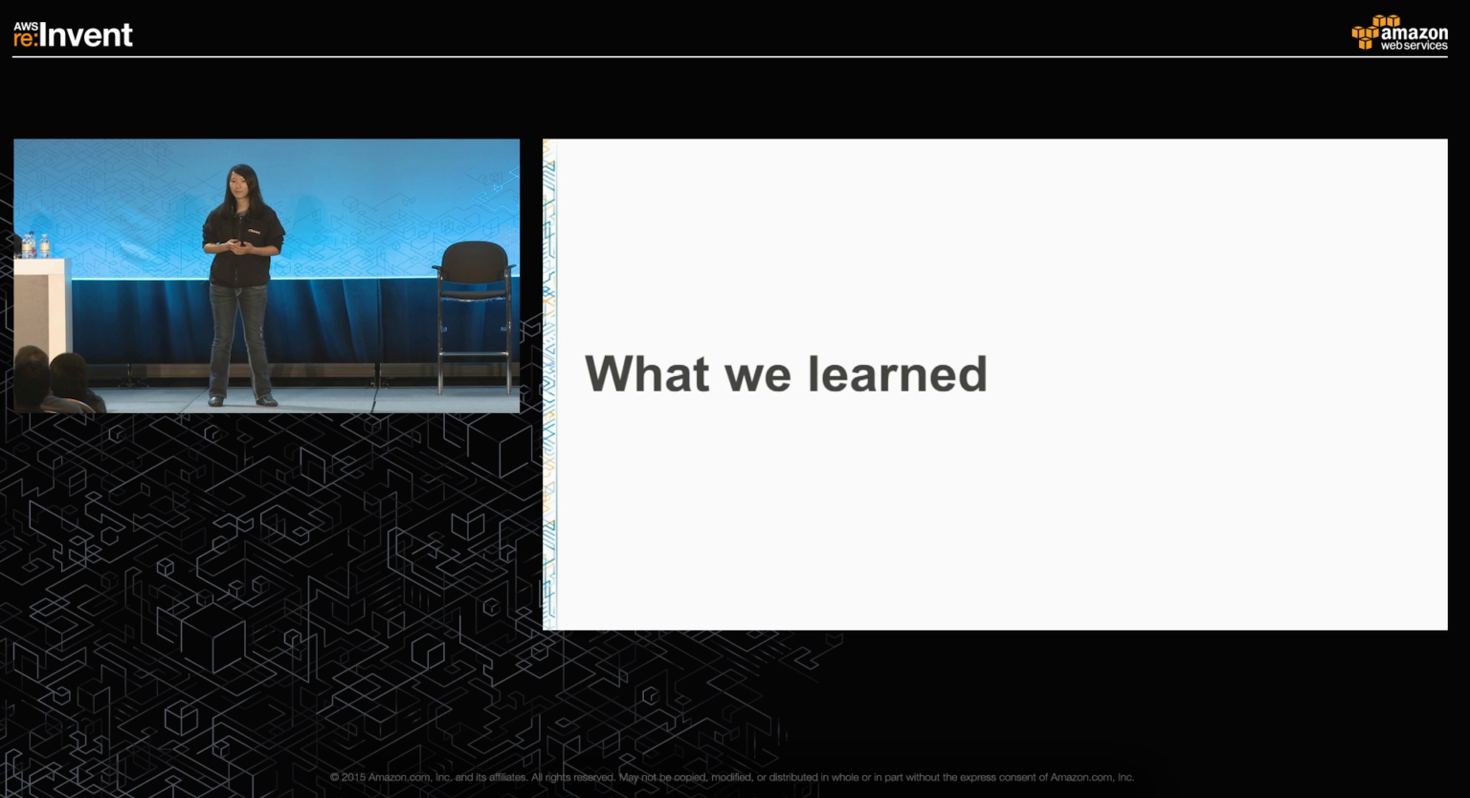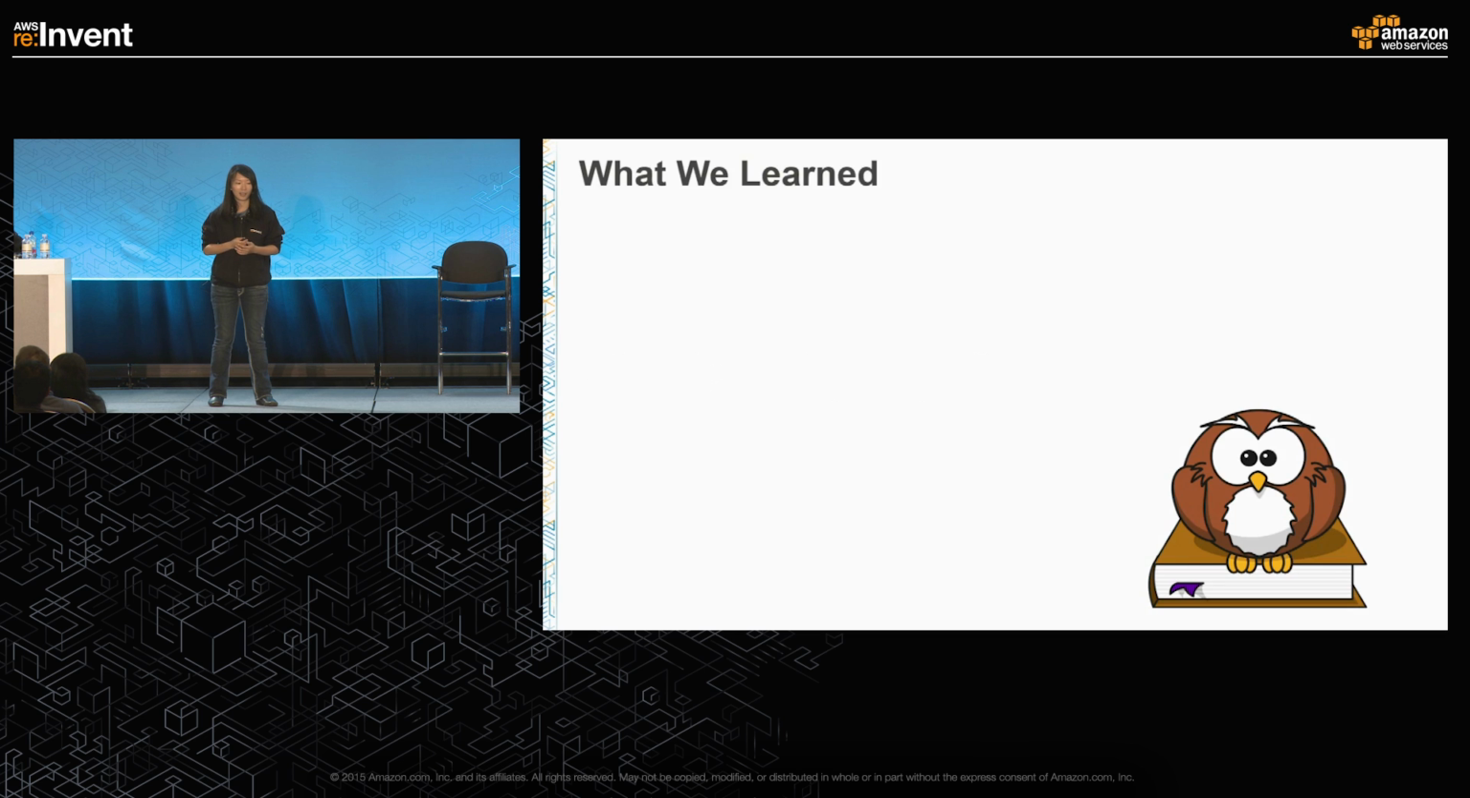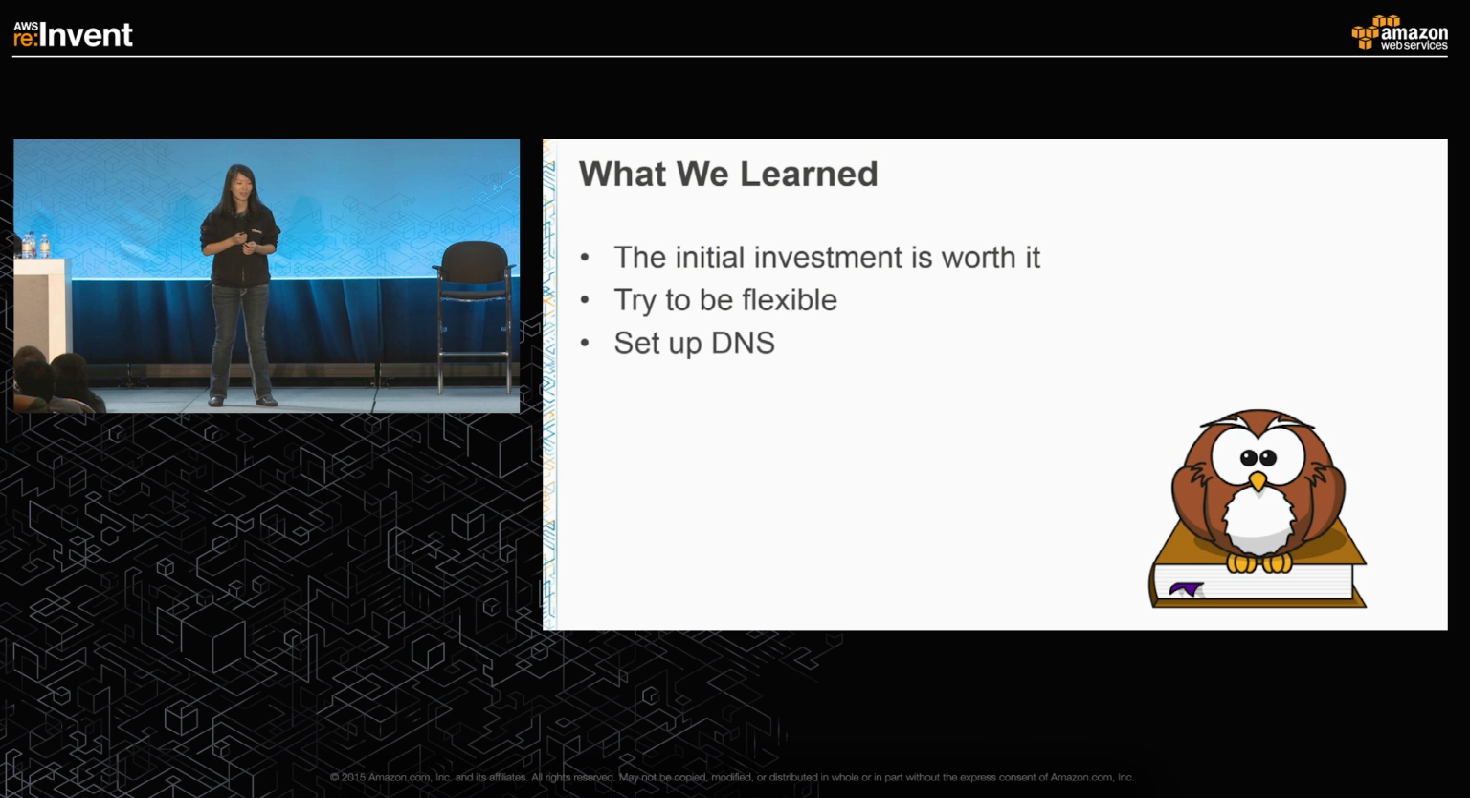What we learned. The initial investment of learning the new technology takes time: CloudFormation, Chef, Wiremock, but it's definitely worth it. Once you learn that and automate everything, it's fast and easy to maintain. So definitely recommend it. Try to be flexible in your code so that every team can reuse it in different environments. Make sure you set up your DNS name because we use blue-green deployment. With the DNS, you don't need to change your endpoint.